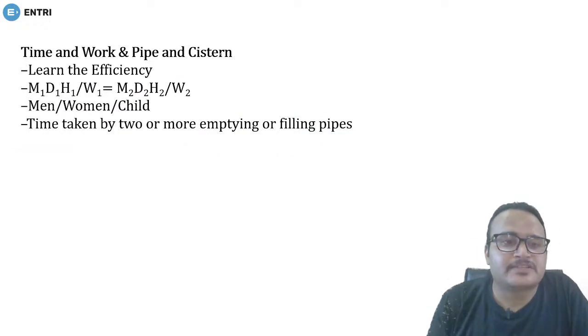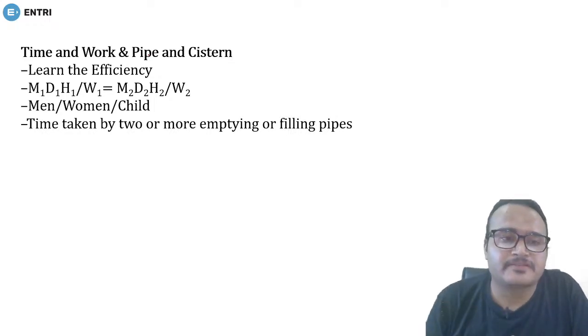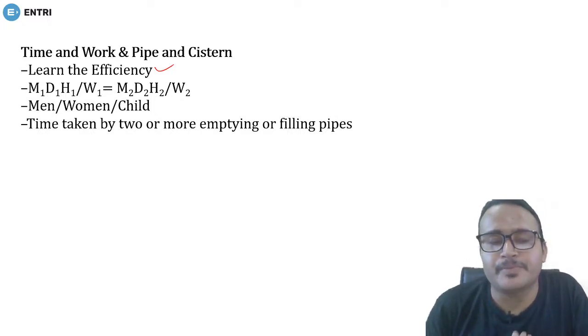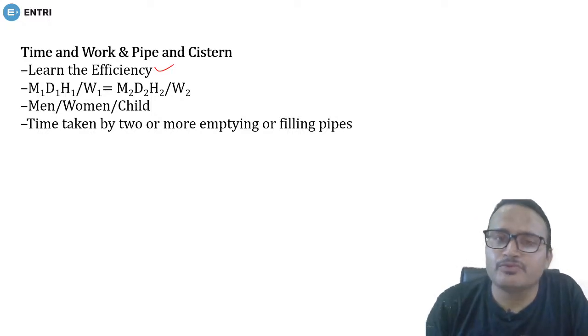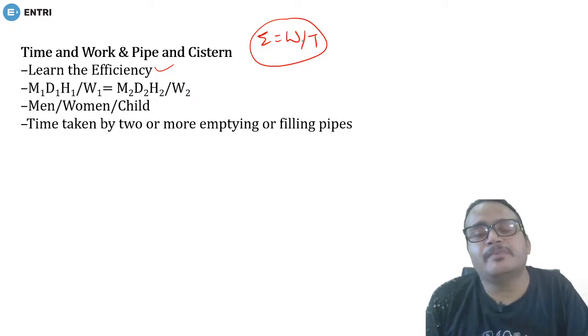Next topic, guys, time and work and pipes and cisterns. Guys, as far as this topic is concerned, you must know how to play with the efficiency of a particular person given in the question. So you have to learn the efficiency completely. Efficiency is what? Work upon time. Efficiency is inversely proportional to the time.